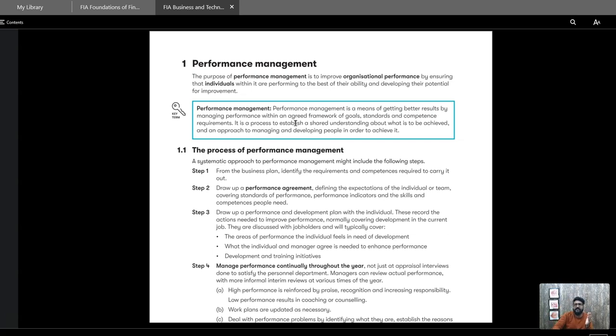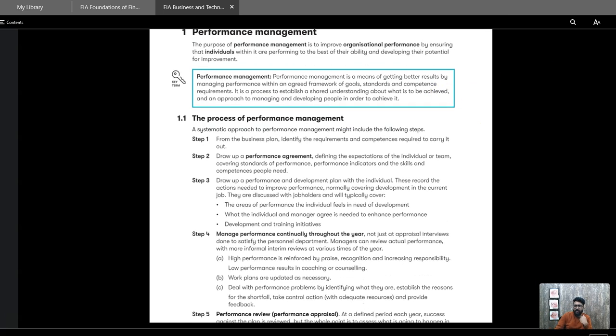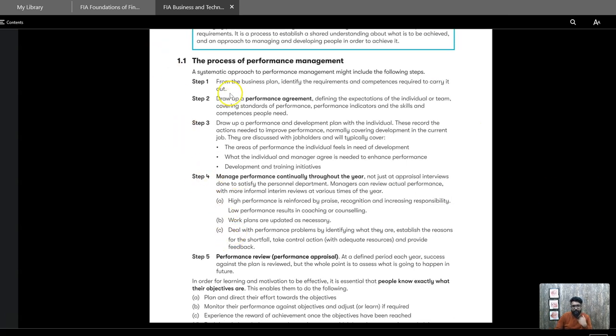And there is a step-by-step process for performance management. There is a 5-step model. Step number 1, from the business plan, identify the requirements and competence required to carry it out. So we have to identify from the business plan what all the requirements are that we need and what all the competencies are required to carry out the business plan. So how a performance has to be carried out, and on the basis of that performance, we have to give them appraisal.